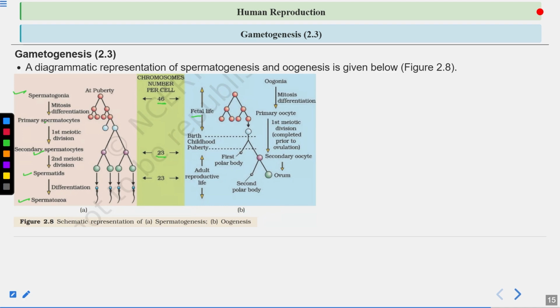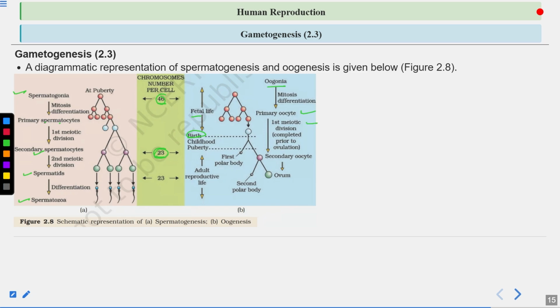Spermatozoa, spermatids, and secondary spermatocytes are all haploid cells. Primary spermatocytes and spermatogonia are diploid cells. Then oogenesis is a little bit complex as compared to spermatogenesis. Oogenesis starts in the fetal life. Oogonia are formed during the fetal life in the fetal ovary. Then from oogonia, primary oocytes are formed before the birth of the female. These primary oocytes are arrested in prophase 1 of meiosis.